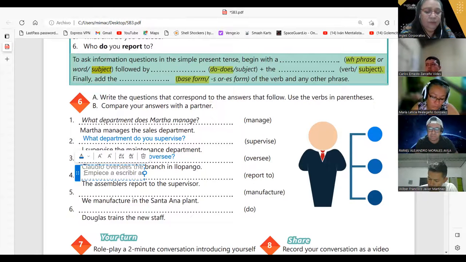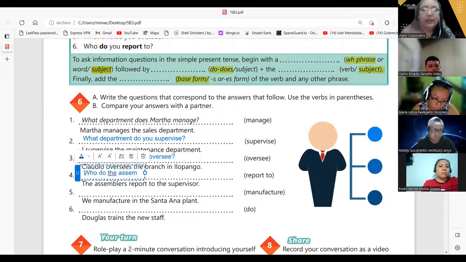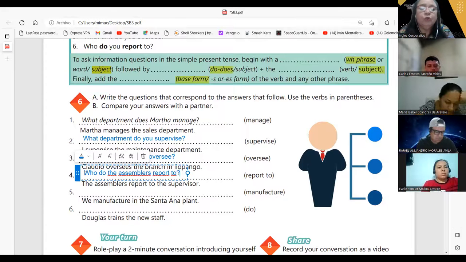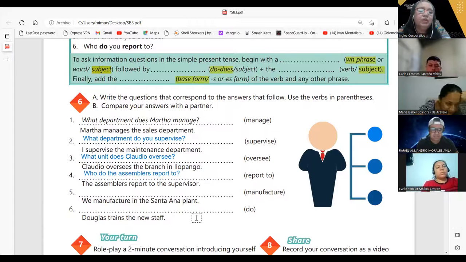Who do? The subject is the assemblers. Who do the assemblers? The verb is reports to. Only that, because the question is, who do the assemblers report to? The assemblers report to the supervisor. That is the answer. Yes?